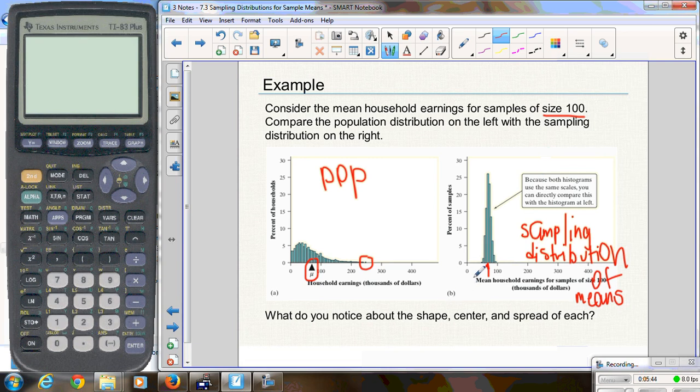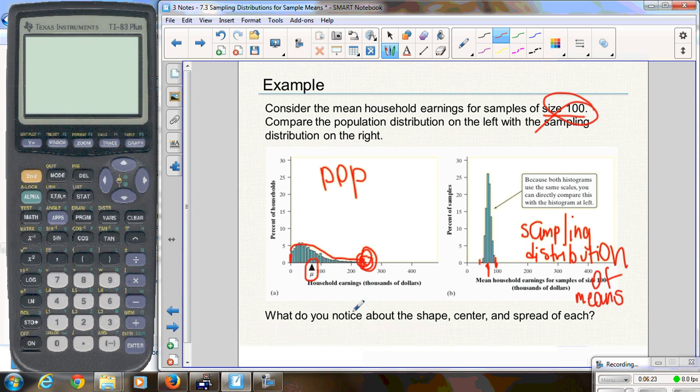The other thing that we'd want to compare is the spread, and you can obviously see that the spread for the population goes from like 0 to about 250,000, whereas the spread for my samples goes from, it looks like, about 50,000 to about 100,000. And that's because if I'm looking at a sample of 100 people, those crazy rich people are going to get absorbed in with the rest of the population when I take a mean. So those individuals that make so much money, when I average them with someone who maybe doesn't have an income, and not someone who's unemployed, it's going to balance out. And so my extremes are going to get absorbed into the center.